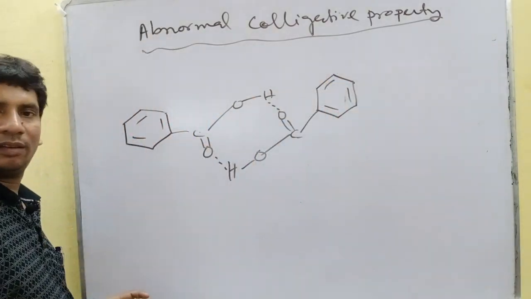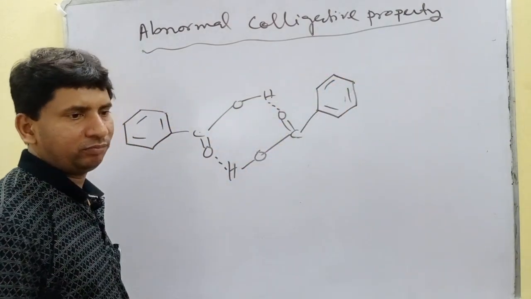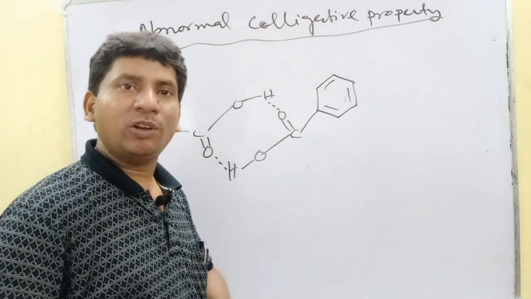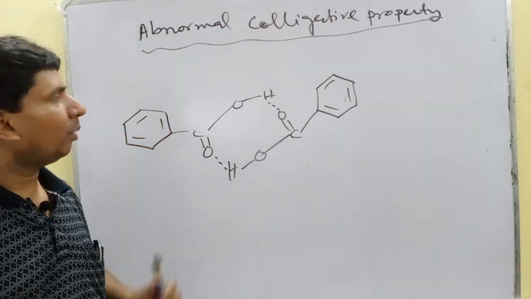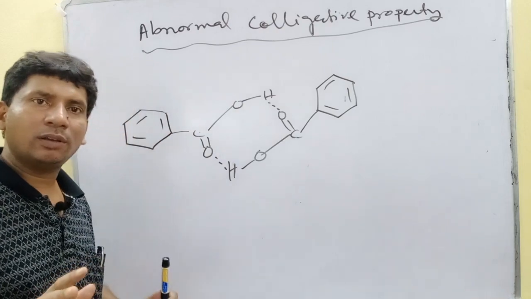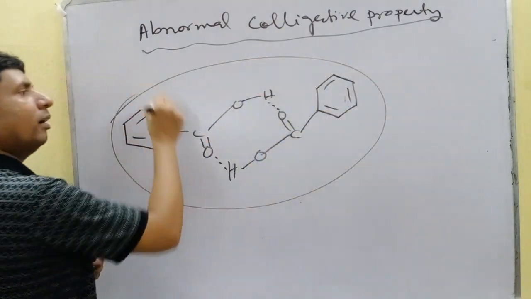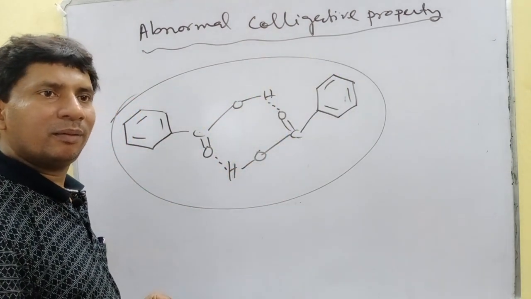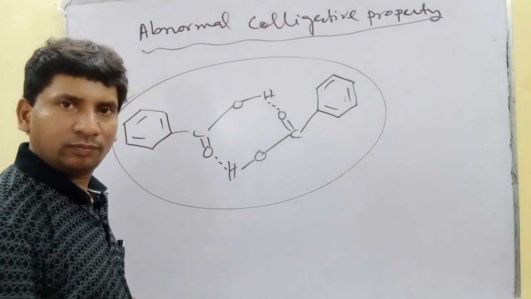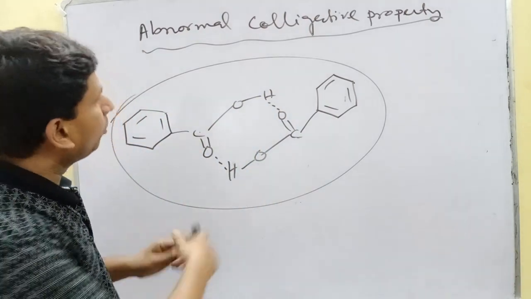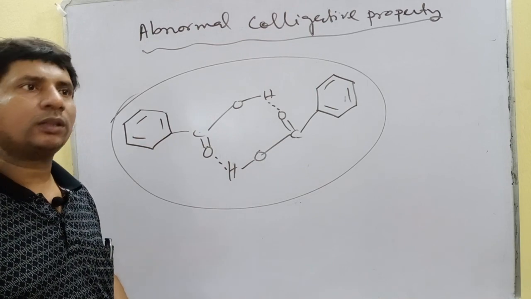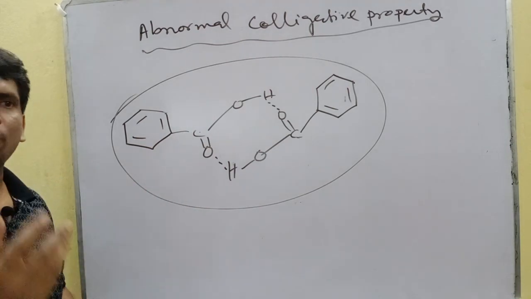In a solution, if two benzoic acid molecules dimerize, it forms a dimer. If we take 100 molecules in solution, then we will get 50 molecules of this type, because 2 molecules dimerize to form just like one molecule, okay.